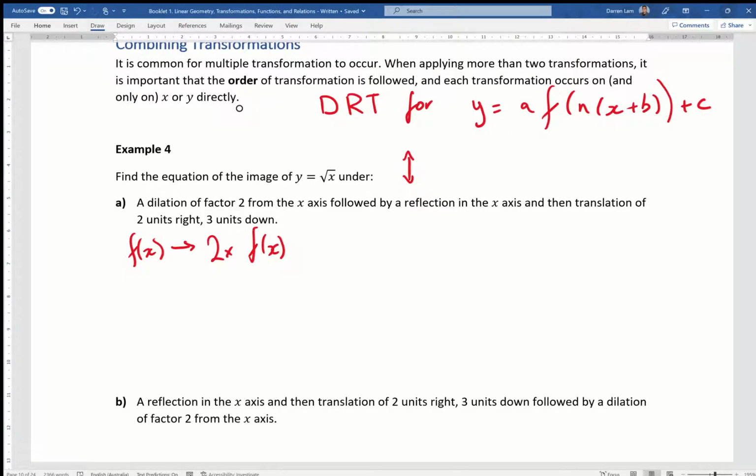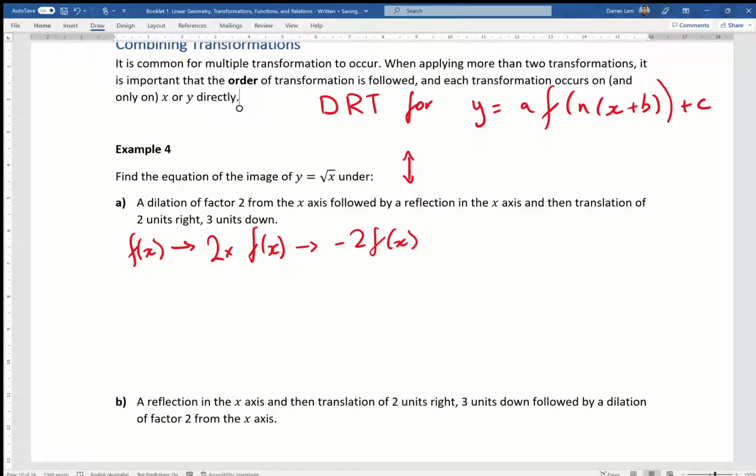It's followed by a reflection in the x-axis. A reflection in the x-axis means that the x-axis is acting as our mirror. Therefore, it maps to negative 2 f of x. If you're not sure how these transformations apply, please go back and make sure you finish off reading that booklet section on page 8.